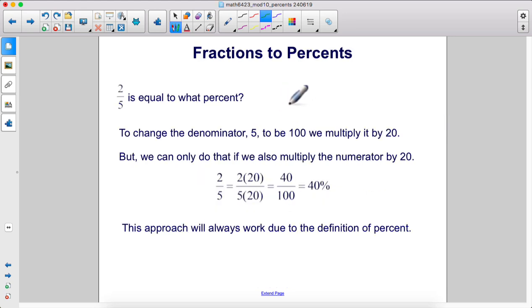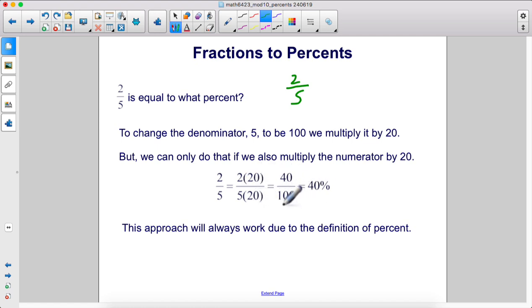2/5 is equal to what percent? Well, we have to change this denominator to 100. 5 times what equals 100? Well, 100 divided by 5 is 20. So if we take our 2/5 and multiply the bottom by 20, and therefore also the top by 20, because 20 over 20 is 1, then we'll get 40 divided by 100.